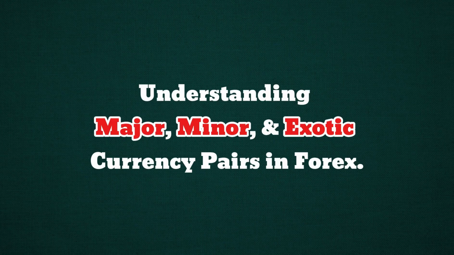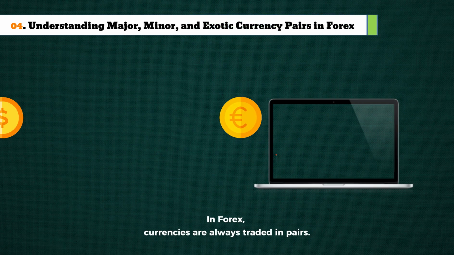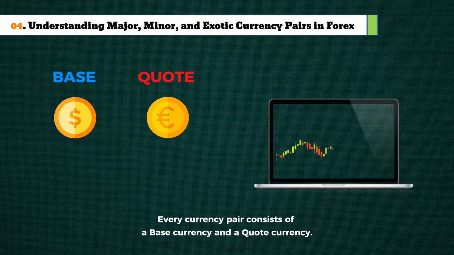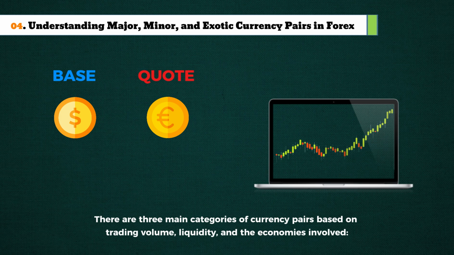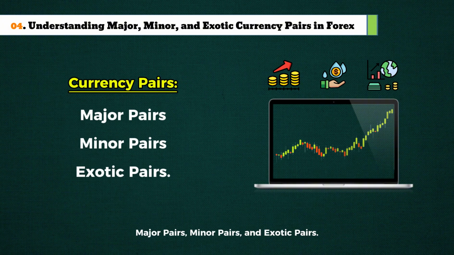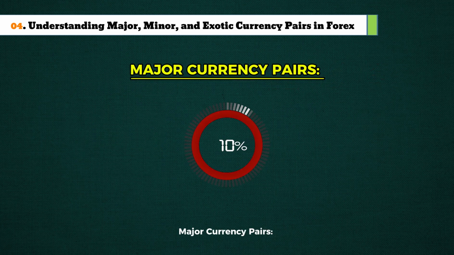Understanding major, minor, and exotic currency pairs in Forex. As we know, in Forex, currencies are always traded in pairs. Every currency pair consists of a base currency and a quote currency. There are three main categories of currency pairs based on trading volume, liquidity, and the economies involved: major pairs, minor pairs, and exotic pairs.